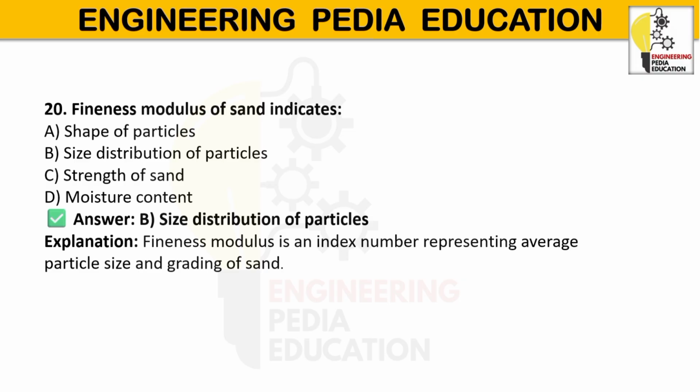Fineness modulus is an index number representing the average particle size and grading of sand. What is the formula? Summation of cumulative percentage retained upon 100. For fine aggregate, the typical value is 2.2 to 3.2.